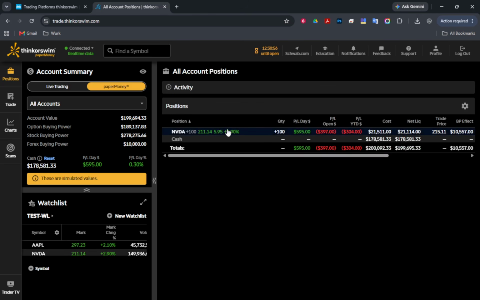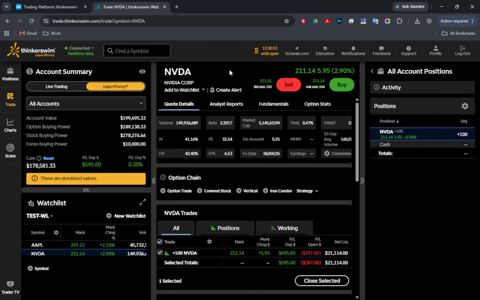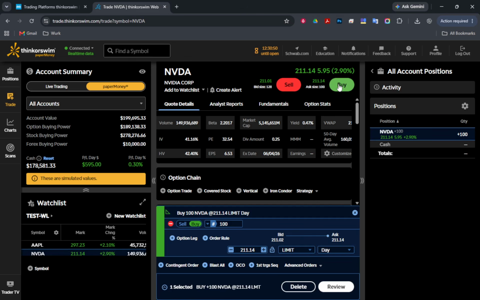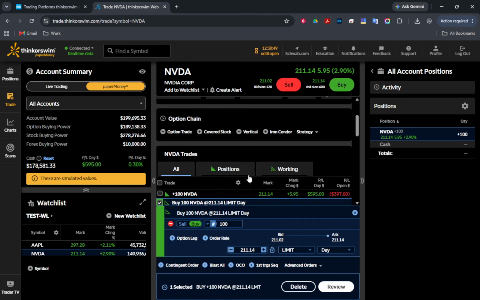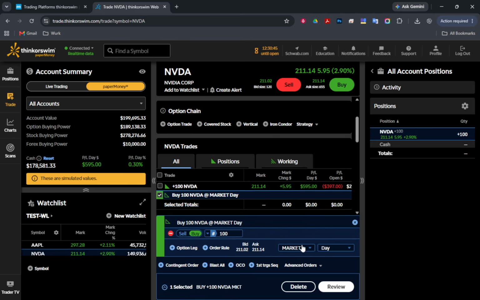Let's move on to placing your first paper trade. Head over to the Trade tab. Here you can search for a stock such as Apple, which is abbreviated as AAPL. After finding the stock, click on Buy. You'll then need to choose your order type. You can select a market order which executes instantly, or a limit order where you set a specific price. Once you have made your decision, click Send. This step is key to understanding how trades are executed, and it gives you a feel for the trading process.